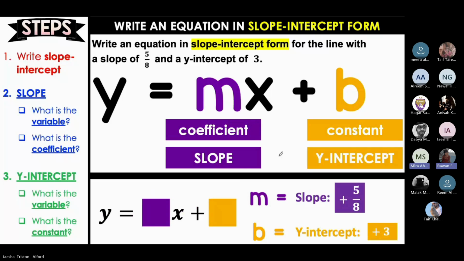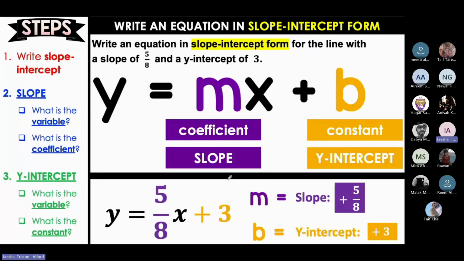y equal mx plus b. With the numbers: y equal positive 5 over 8 x plus positive 3. Fine. This is it. You're just putting the numbers inside of the boxes. But first you have to know what number is m and what number is b.